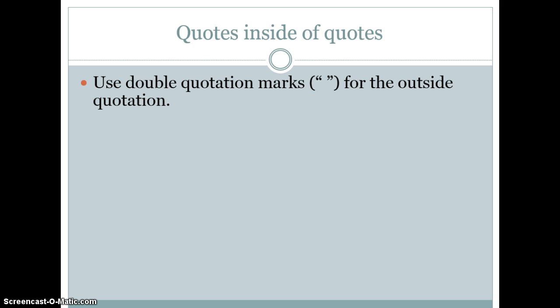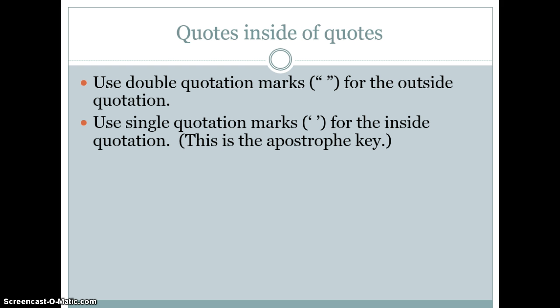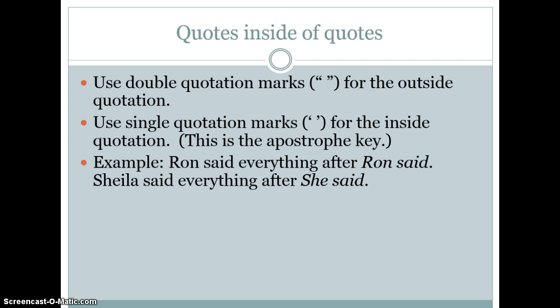Now is where we get really tricky, when we're quoting inside of a quote. This is only ever really used in fiction writing when you have one character who is saying something another character said, or in a research paper if you're quoting an article you found but that author is quoting another article. So you use double quotation marks for the outside quotation and single quotation marks for the inside quotation, and those single quotation marks on a keyboard are simply the apostrophe key. So here's an example.